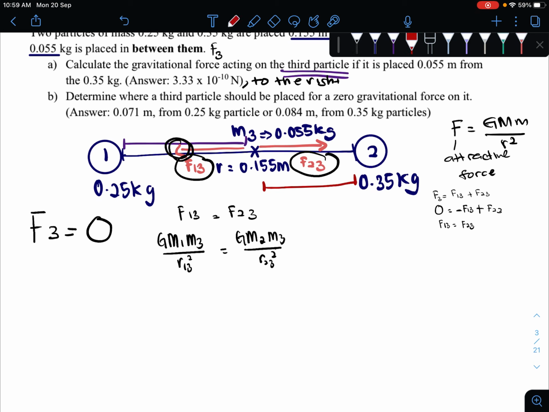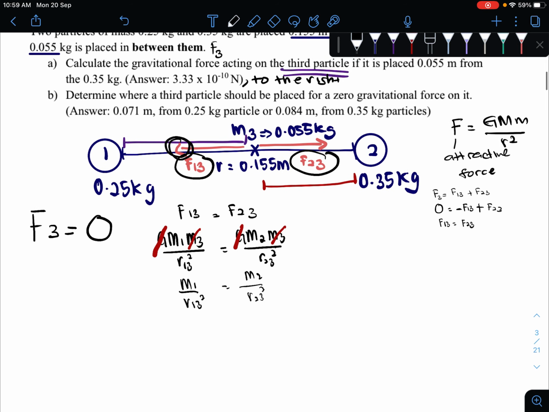Okay, next. As you can see, G adalah constant. Kiri dan kanan ada. Kita boleh cancel. And then, next kita tengok M3. M3, kiri ada, kanan pun ada nilai yang sama. So, kita boleh cancel juga. So, tinggal M1 over R13 square samakan dengan M2 over R23 square.